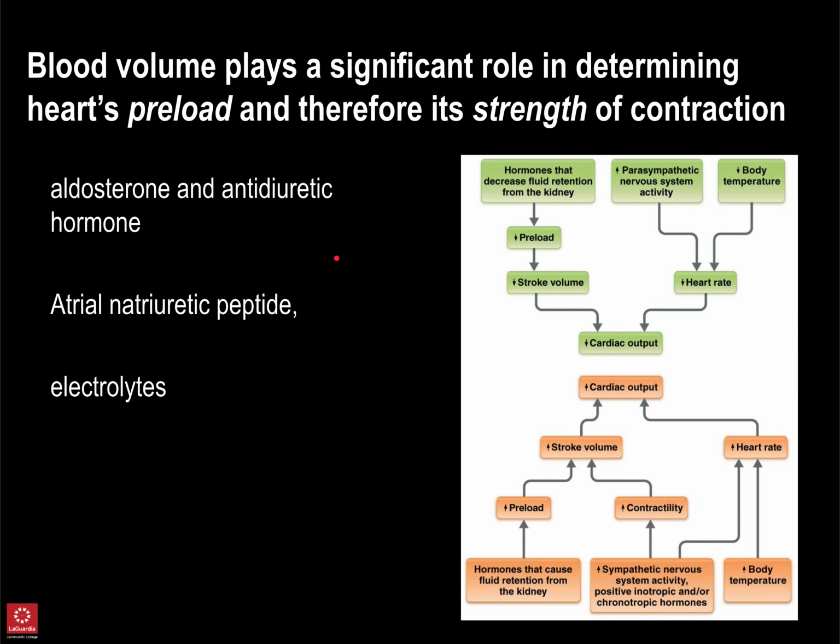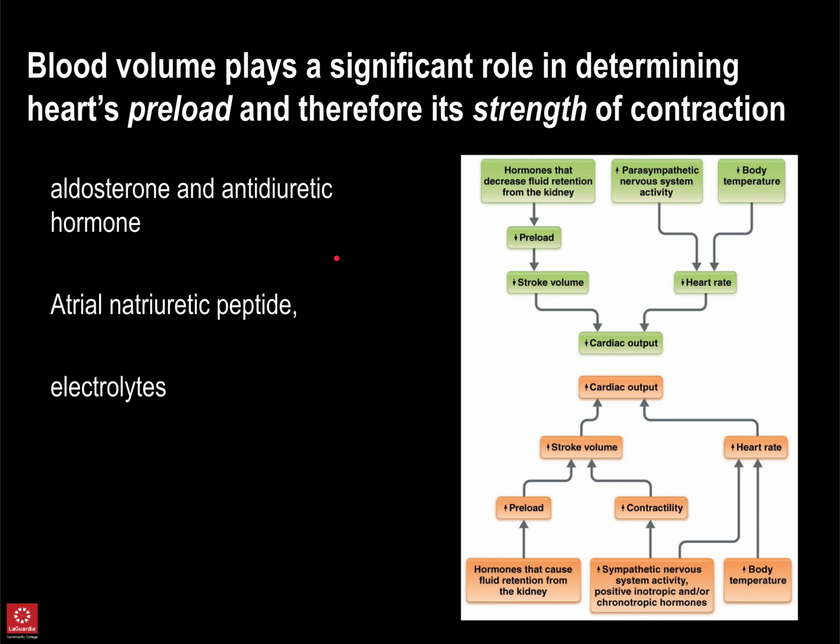And the amount of water in the blood plays a significant role in determining the heart's preload and therefore the strength of its contraction. The amount of the water in the blood is called the blood volume. So hormones such as aldosterone and antidiuretic hormone increase your blood volume and preload, and so they raise your cardiac output. Whereas atrial natriuretic peptide, which we've already met, decreases your blood volume and preload and therefore reduces cardiac output.